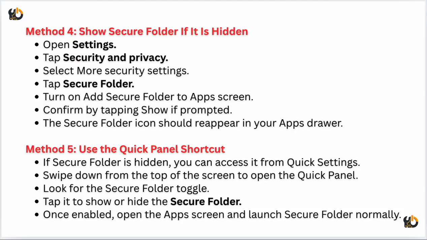Method 5. Use the Quick panel shortcut. If Secure Folder is hidden, you can access it from Quick settings. Swipe down from the top of the screen to open the Quick panel. Look for the Secure Folder toggle, then tap it to show or hide the Secure Folder. Once enabled, open the app screen and launch the Secure Folder manually.